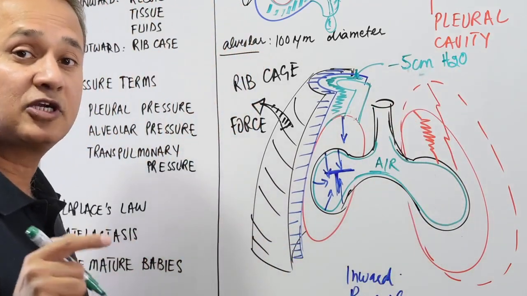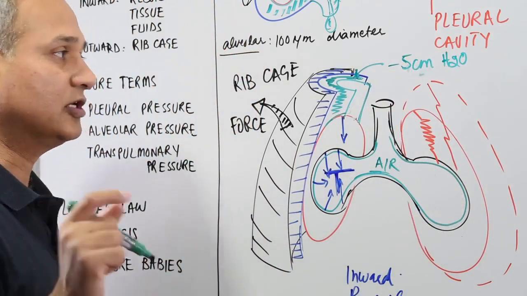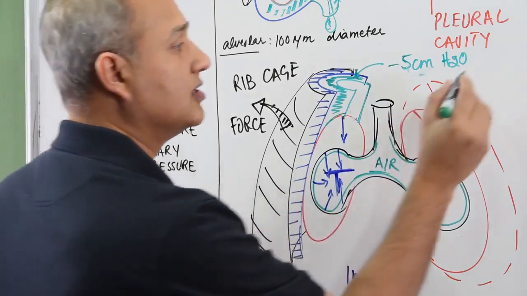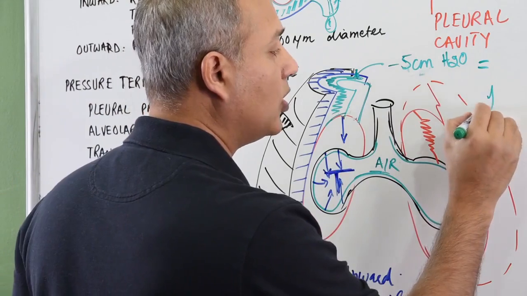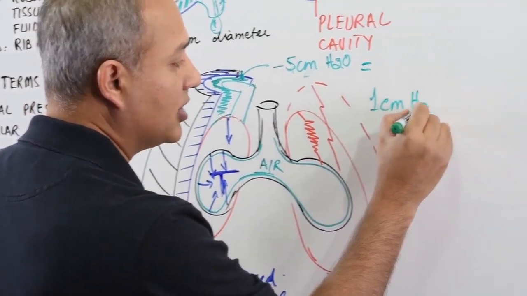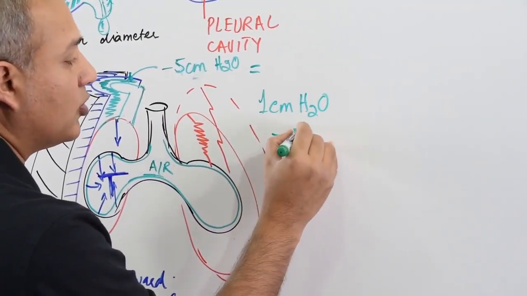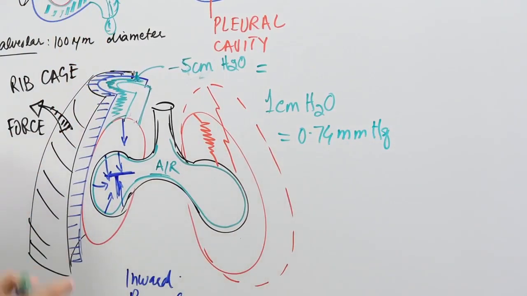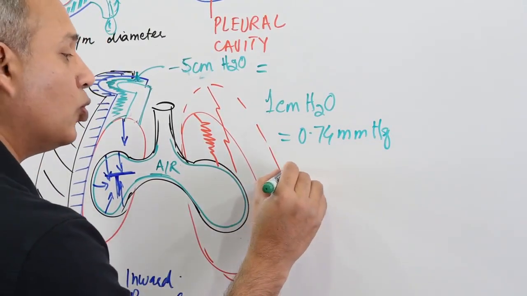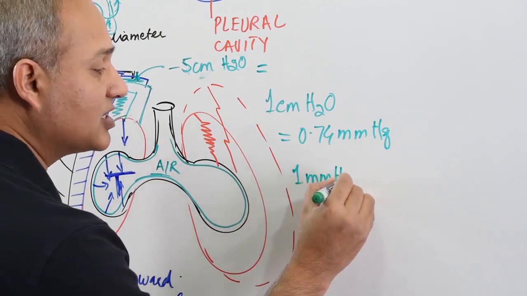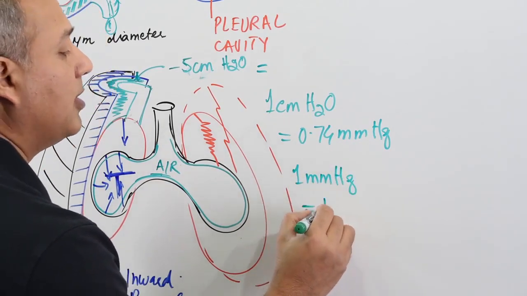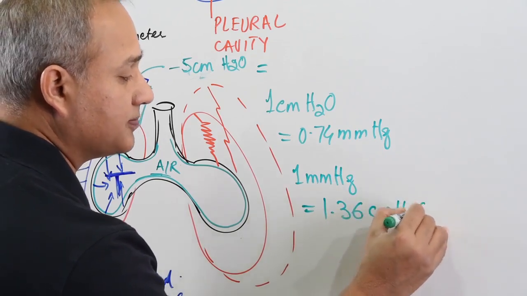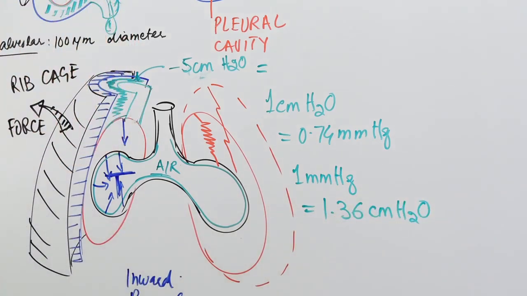Look, I'm not saying millimeter of mercury, it is centimeter of water. 1 centimeter H2O pressure equals 0.74 millimeter of mercury pressure, if you wanted to do the math. Or 1 millimeter of mercury pressure equals about 1.36 centimeter of water pressure. So that is the units and the conversion.